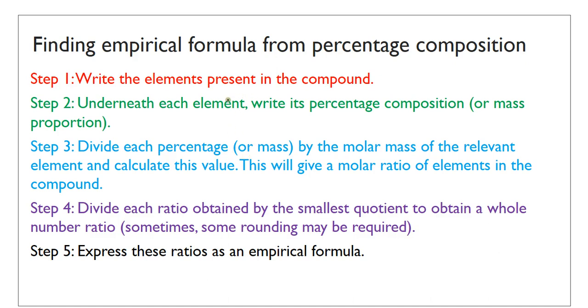So 5 steps: write the element present in the compound, write its percentage composition or mass proportion or mass, and then we're going to convert the mass to the number of mole by dividing each percentage of mass by the molar mass of the relevant element, and then divide each ratio by the smallest quotient or the smallest mole. And then from there you need to express the ratio as whole number ratio. So I'm just going to show you 3 examples of how to follow these steps. You may want to refer back, but I'm going to try to do the color coding though.